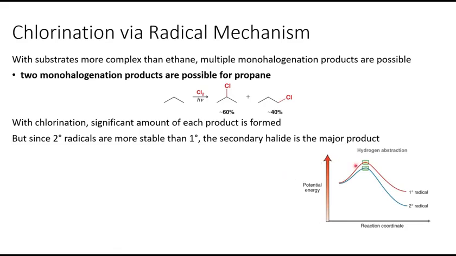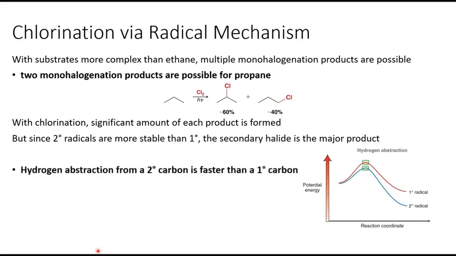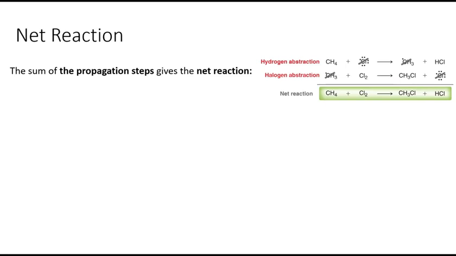Note that with hydrogen abstraction, in terms of mechanism and potential energy, the secondary one is much more thermodynamically stable and has a lower energy of activation. Hydrogen abstraction from a secondary carbon will occur a lot faster than the primary carbon. We have here 2 hydrogen atoms and then 6 hydrogen atoms here, but this is going to occur a lot faster.